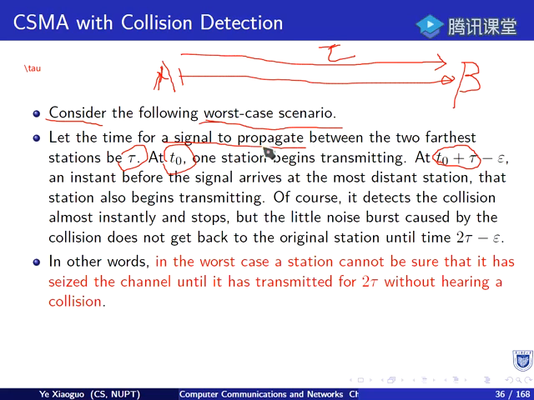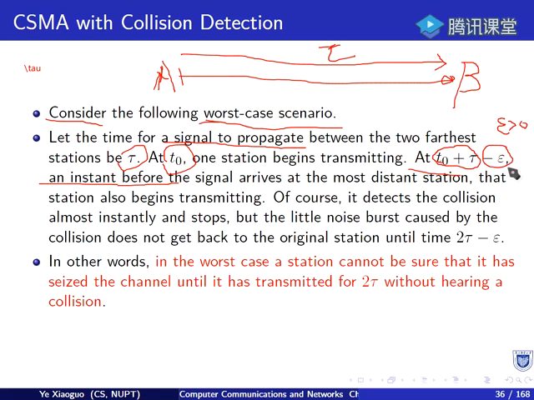propagation delay between the two furthest stations is tau, then at t0 plus tau, the signal will arrive at B. Right? But now we assumed at t0 plus tau minus epsilon. Here epsilon is very small but larger than zero, right? An instant before the signal arrives at the most distant station. That is the meaning of minus epsilon, right? Since at t0 plus tau, the signal will arrive at B.